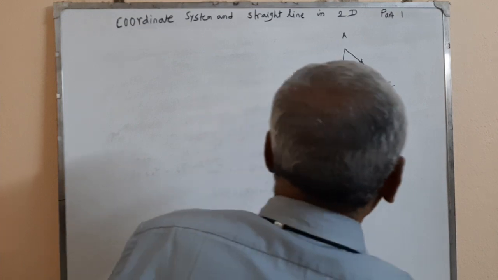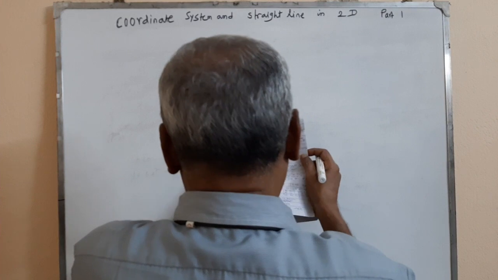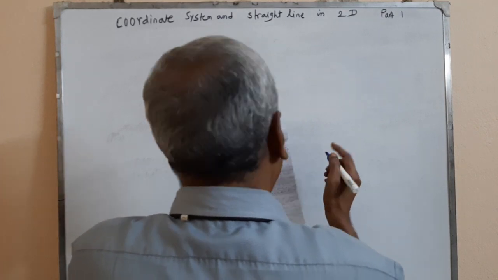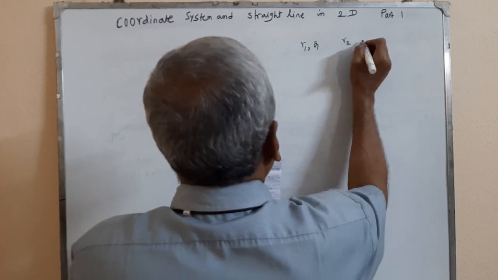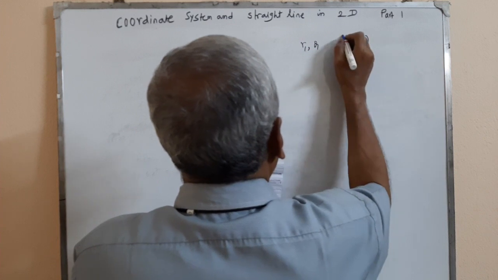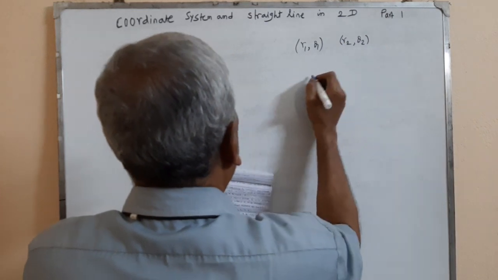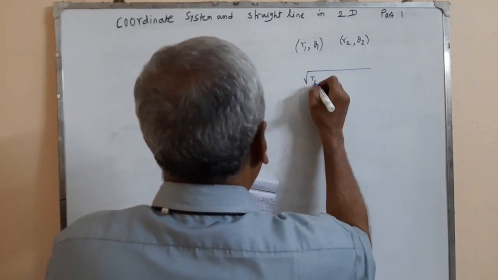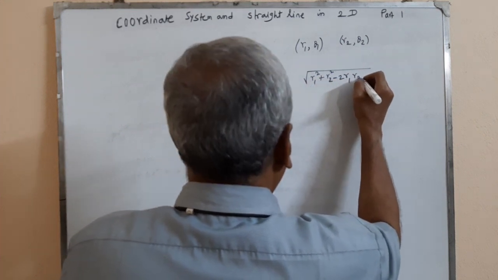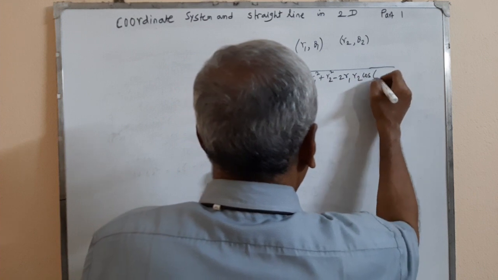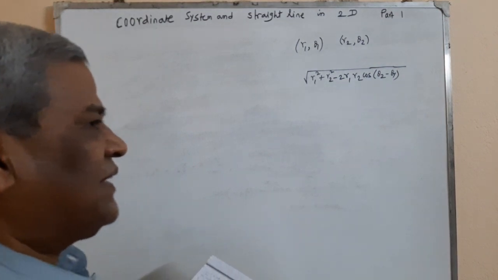Okay, next information, I think you know it. For two points (r1, theta 1) and (r2, theta 2) in polar coordinates, the distance between the two points is the square root of r1 squared plus r2 squared minus 2 r1 r2 cos of (theta 2 minus theta 1), or theta 1 minus theta 2, same thing.